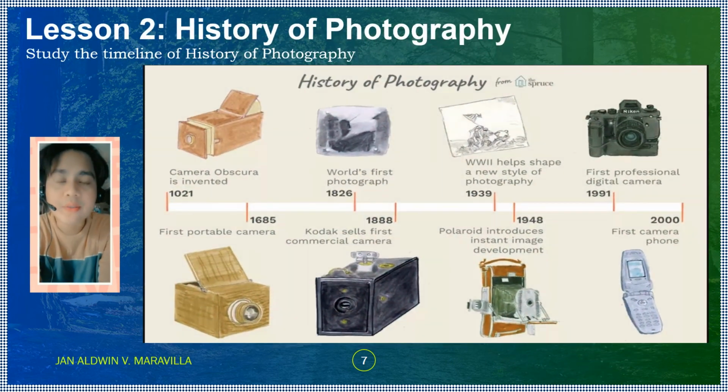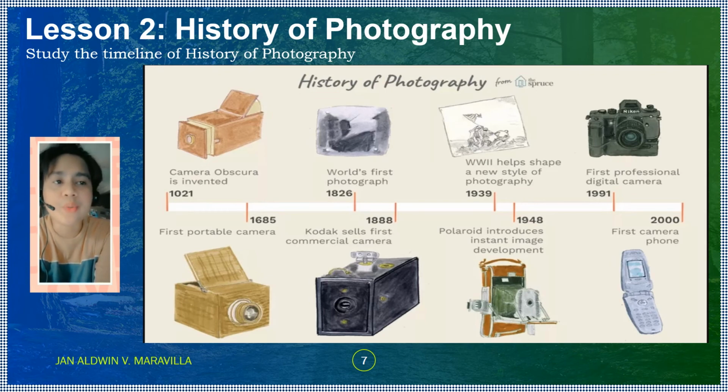So lesson 2 will be on the history of photography. Let's study the timeline of the history of photography. As you can see on the screen, in 1029, the camera obscura is invented. In 1685, the first portable camera was released. The world's first photograph was captured in 1826, and Kodak sold its first commercial camera in 1888.